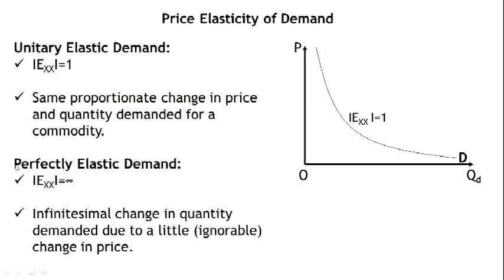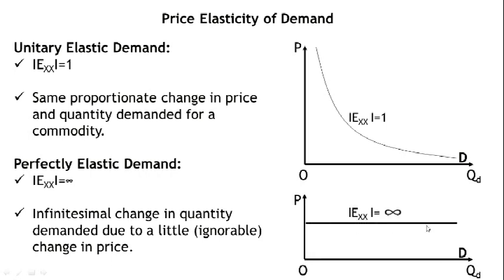Fourthly, perfectly elastic demand. For perfectly elastic demand, the absolute value of price elasticity of demand is infinity. In this case, there is an infinitesimal change in quantity demanded for a product due to a little or ignorable change in its price. For perfectly elastic demand, the demand curve is horizontal.